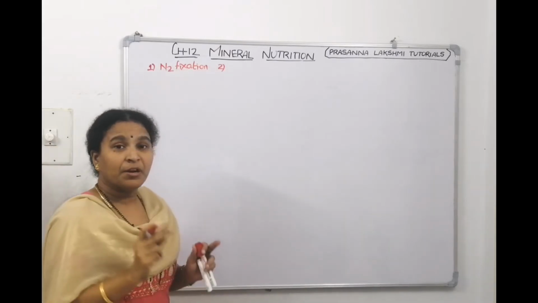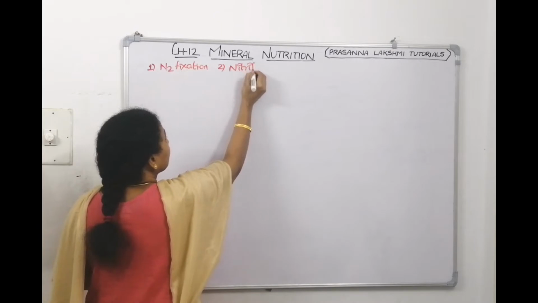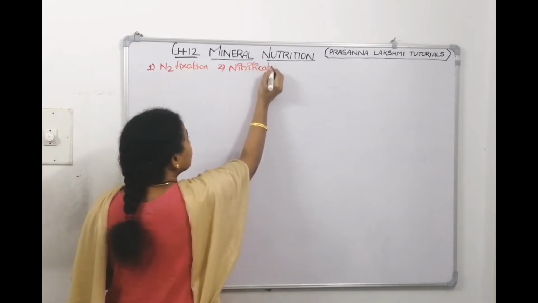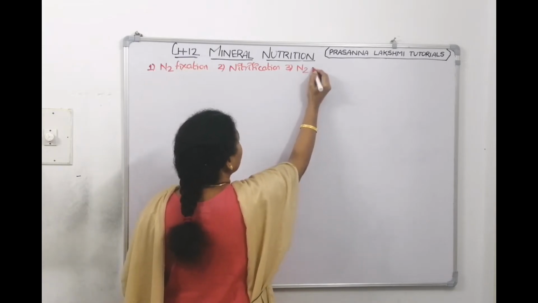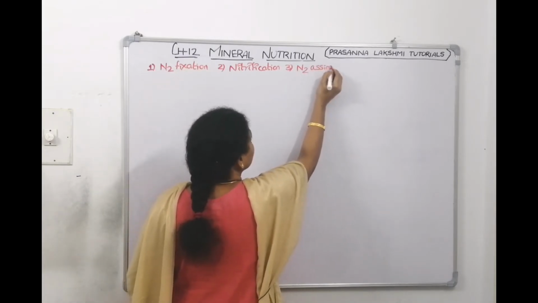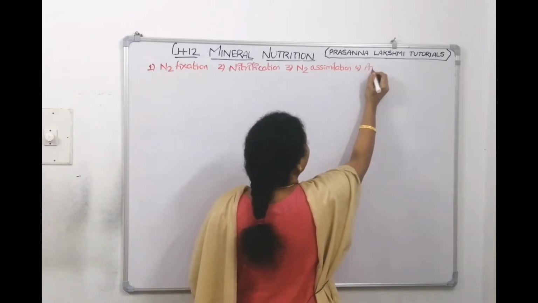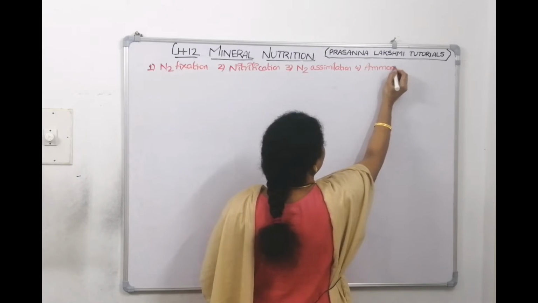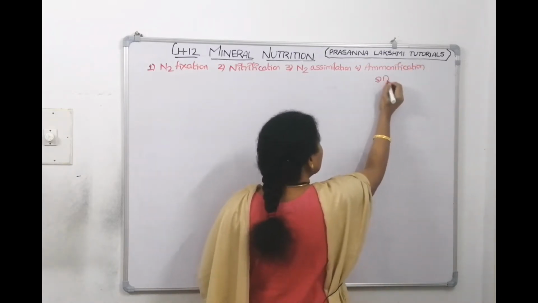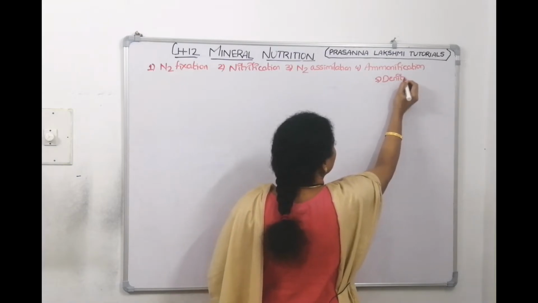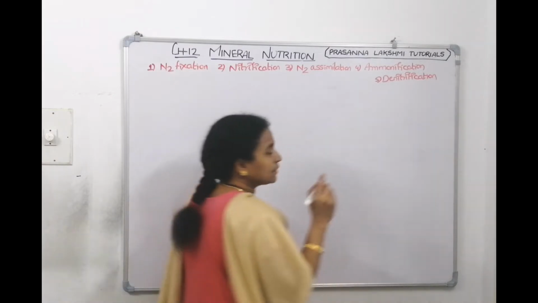And the second step will be nitrification. Right, children? And the third step will be nitrogen utilization, or nitrogen assimilation. And the fourth step will be ammonification. And the last step will be denitrification. Right, children, these are the 5 steps of the nitrogen cycle.